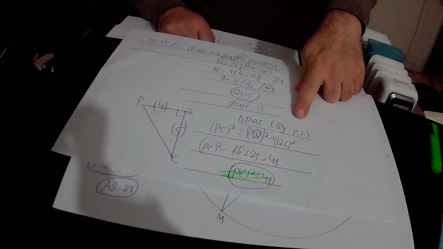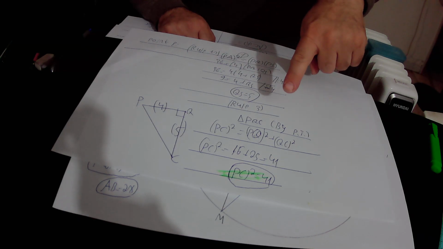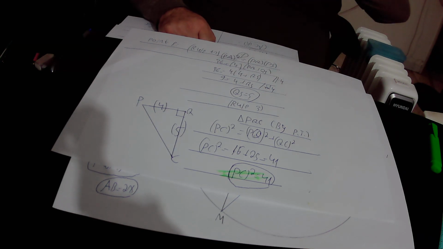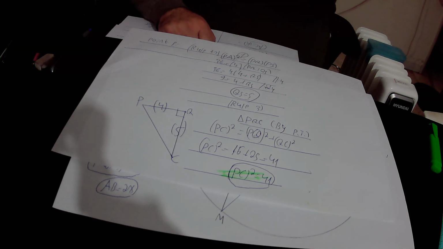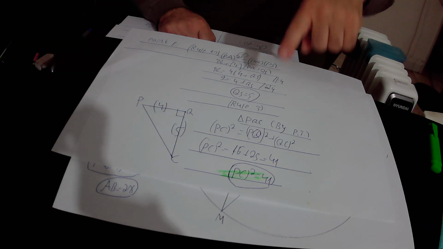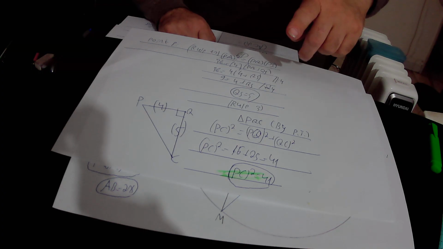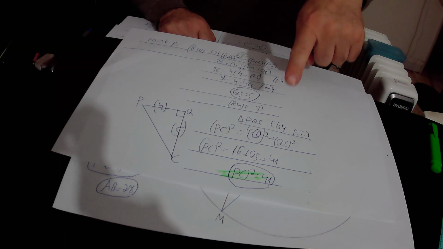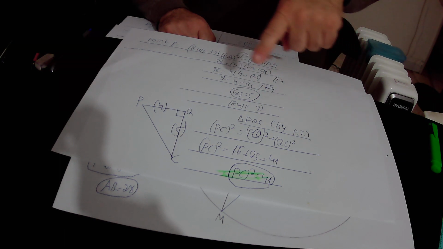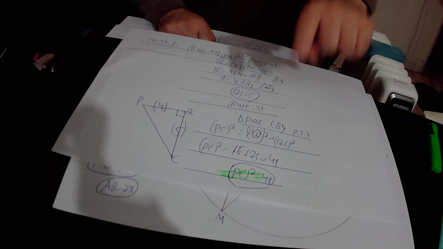Here PT is an abbreviation for Pythagoras theorem. According to the Pythagoras theorem, in this right triangle PQC, PC square equals PQ square plus QC square. PQ is 4, therefore PQ square is 4 squared, that is 16, plus QC square. QC is 5, therefore QC square is 5 squared, that is 25. So in total, PC square equals 16 plus 25, that is 41. So we found out that PC square, the square of the hypotenuse of this right triangle, equals 41.